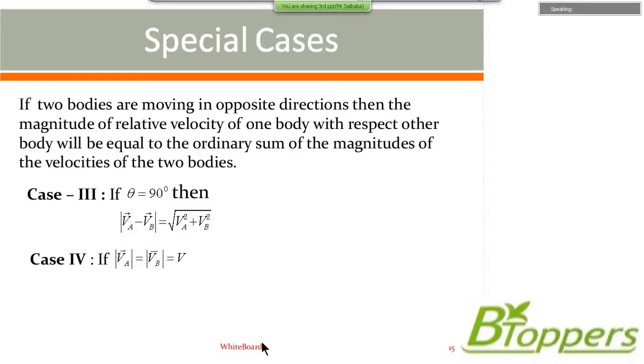Coming to the special case 4, suppose the two bodies A and B are moving with the same magnitude of velocity or same speed V, but different directions, such that the velocity of A makes an angle theta with the direction of the velocity of B. Then the magnitude of relative velocity of A with respect to B will be equal to 2V sine theta by 2.